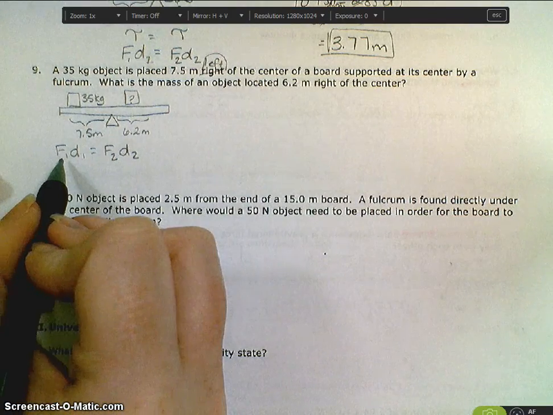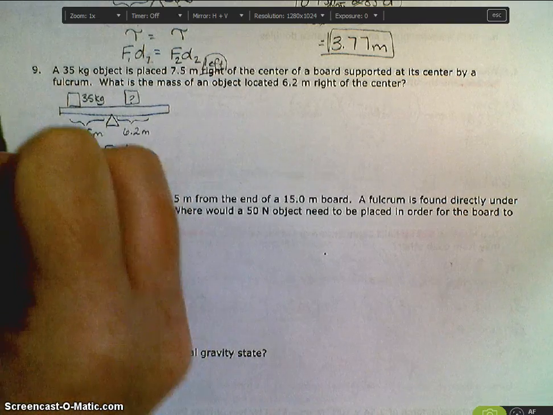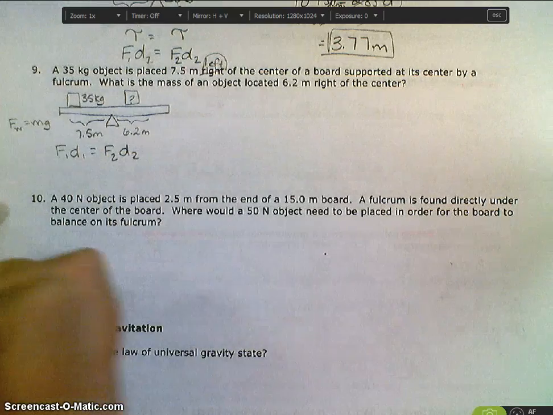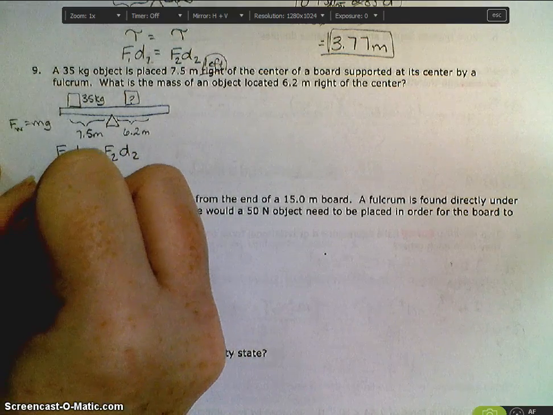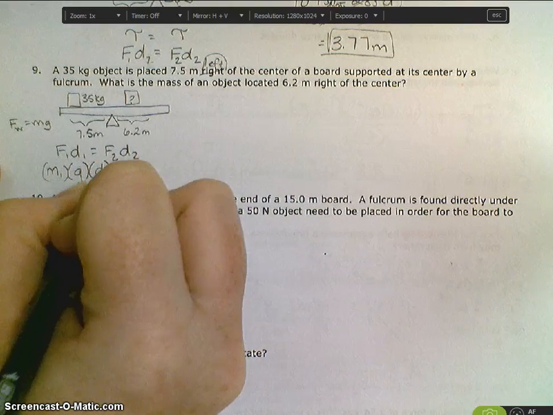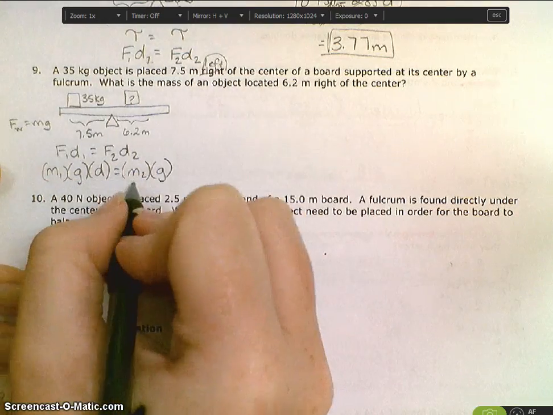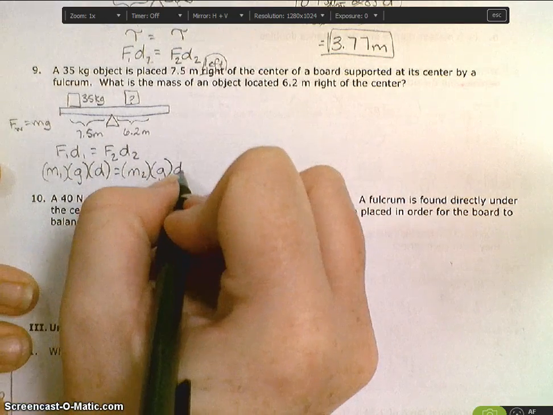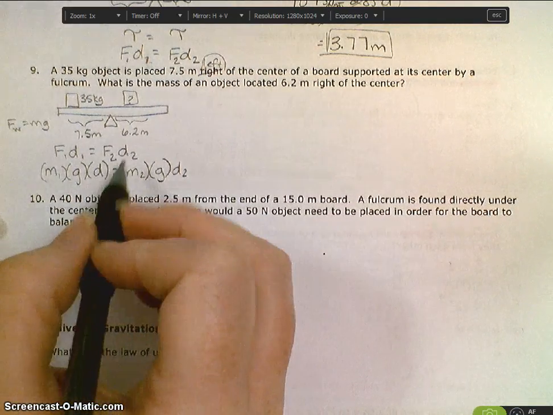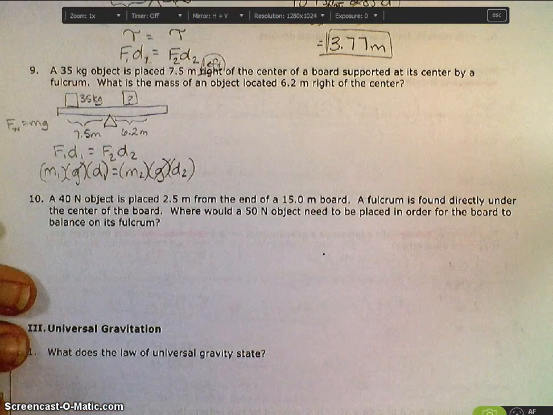Remember that a force that we're dealing with in a seesaw equation is a weight, and I get weight by saying F_W equals mg. So really what I'm saying is the mass of object 1 times gravity times distance equals the mass of object 2 times gravity, again that's just my force, times the distance. Well, mass 1 and mass 2 are different. D1 and D2 are different, but gravity is the same. I can cross that out.